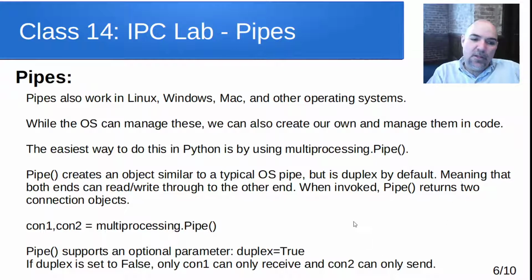But when we create a pipe, it creates 2 objects, connection 1 and connection 2. So Pipe supports an optional parameter duplex equal True. If you set it to False, then connection 1 can only receive. That becomes the read end of the pipe. Connection 2 can only send. Becomes the write end of the pipe. But if we just call it with duplex equal True, then you could read and write to both connections, like a telephone. Each end has a telephone. You can talk in it. You can listen in it. But we're going to use it more in a unidirectional way for this lab.